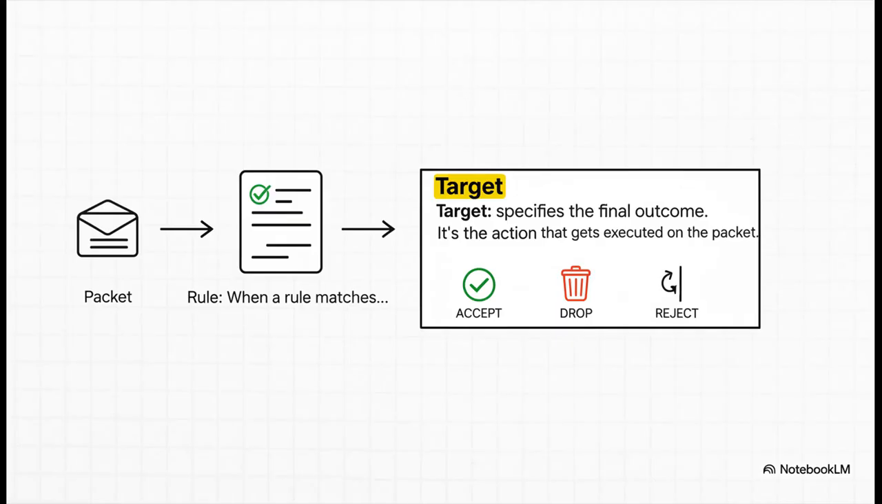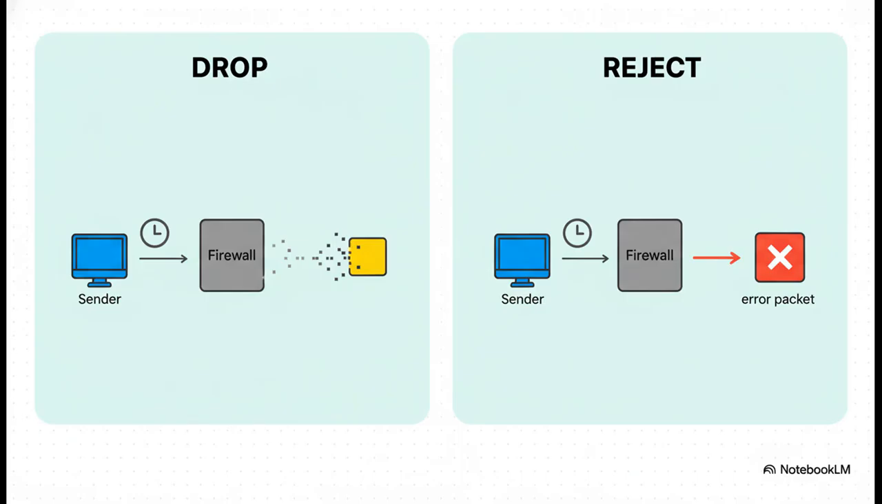So let's trace it. A packet arrives at a chain. The kernel grabs the right table, the right rulebook. It reads down the list of rules. If a rule matches the packet, that rule points to a target. And the target, that's the final verdict. It's the action that gets taken. It could be accept, drop, reject. You get the idea.